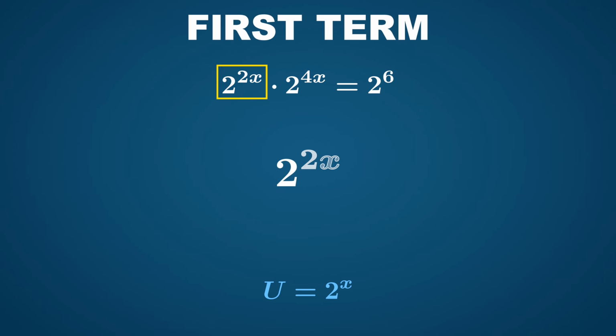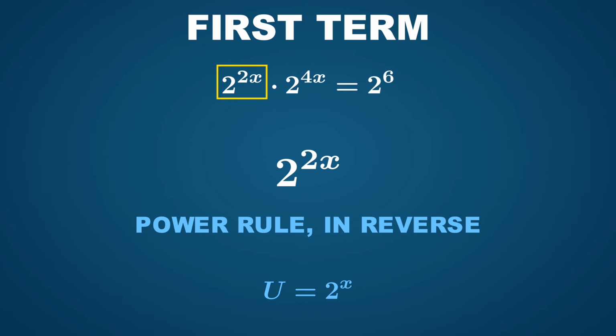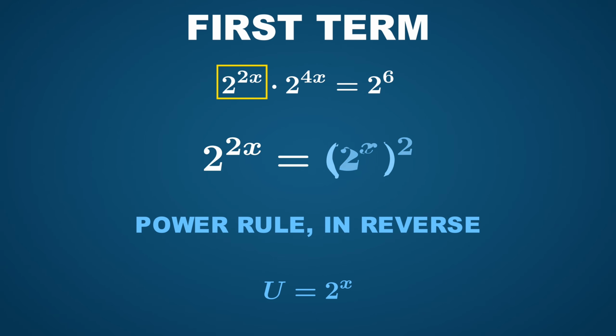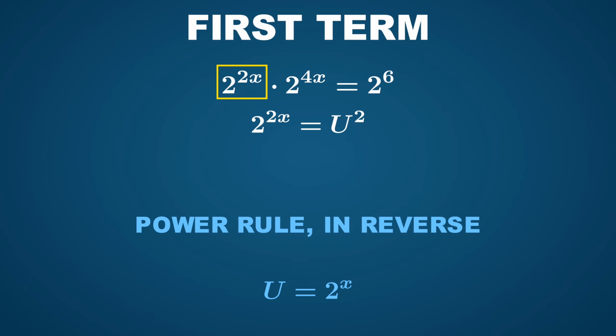Let us look at our first term, which is 2 to the 2x. We can rewrite this term using the power rule in reverse. 2 to the 2x is the same as 2 to the x all squared. Since u is equal to 2 to the x, we can replace that part. The expression 2 to the x all squared simply becomes u squared.